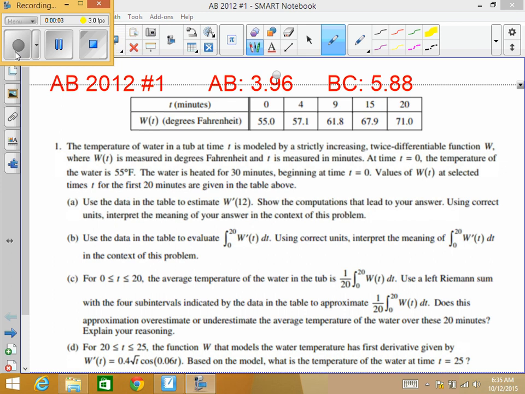In this problem, the first thing we're being asked is to find w prime of 12. We don't have an equation for w, so we can't find the derivative. Therefore, our best shot is to look at the table. This table matches w. And 12 is right in the middle of 9 and 15. So if we can find the slope between those 2 points, we'll have our best approximation of w prime 12.